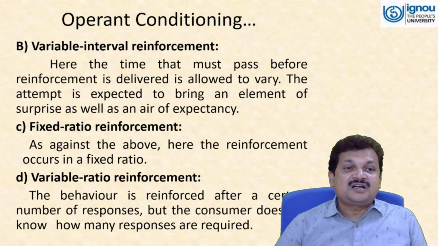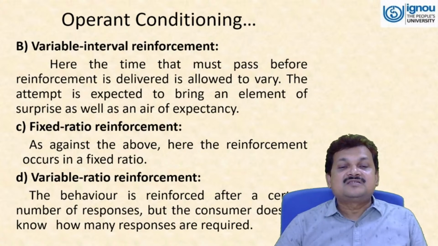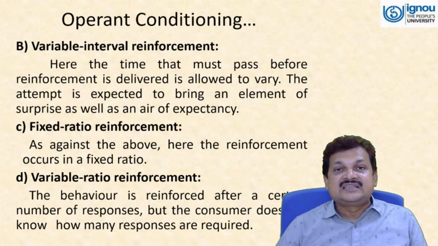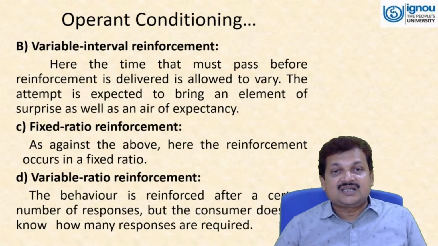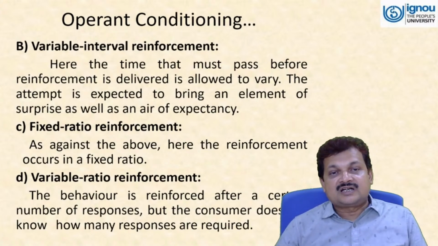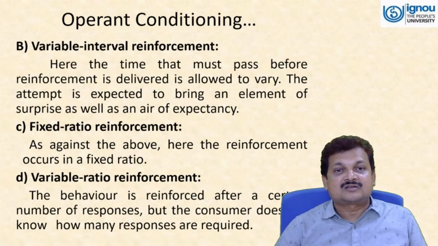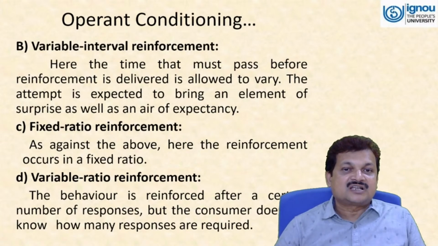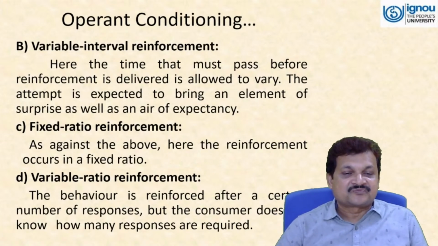Fixed ratio reinforcement is the opposite of the above. Here the reinforcement occurs in a fixed ratio. Means rhythmically, if you are going to talk and give information, there is positive reinforcement. Day by day you are getting some positive information about a particular brand or product. So definitely there is positive reinforcement. Or if you came to know about the negativity of the product at the initial stage and later also got more negativity about the product, then again negative reinforcement takes place.